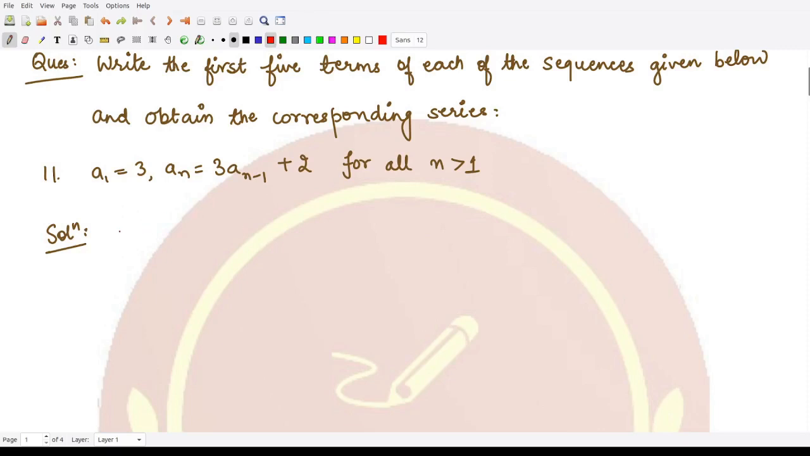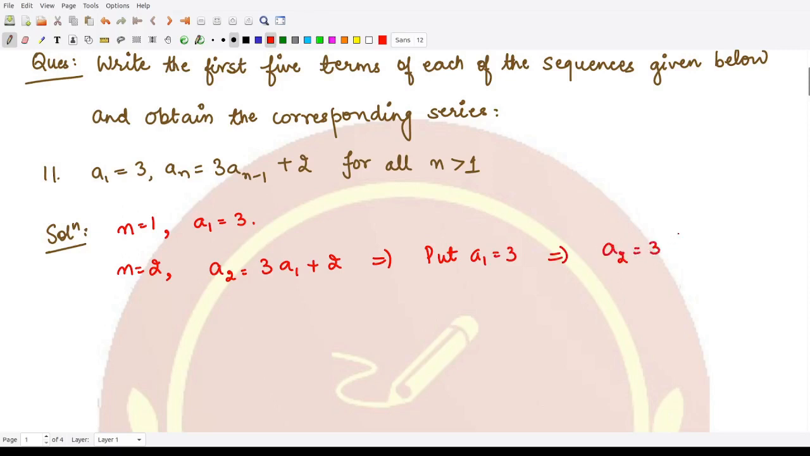The first term obviously is for n equal to 1, which is a1, which is already given to us as 3. For the next term, we need to substitute n equal to 2 in our general term, so that we would have a2 equal to 3 times a1 plus 2. Now we have to substitute the value of a1 from above. So we will put a1 equal to 3 into this, so that we would have a2 equal to 3 times 3 plus 2. So our a2 would be equal to 9 plus 2, which is 11, right?